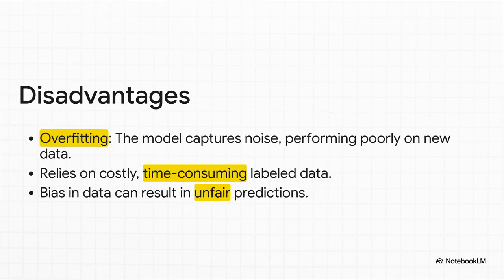But of course, it's not all perfect. There are a couple of really big challenges. The number one risk is something called overfitting. This is just like a student who crams for a test by memorizing the exact answers on the practice sheet, but they never actually learn the concepts. They might ace the practice problems, but they're going to completely bomb the real exam. And on top of that, this whole process needs a ton of high-quality labeled data, which can be super expensive and take a very, very long time to create.